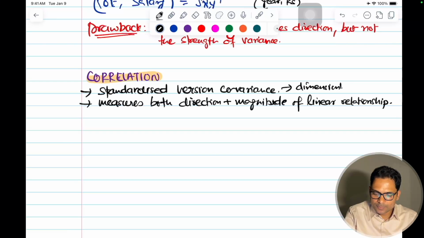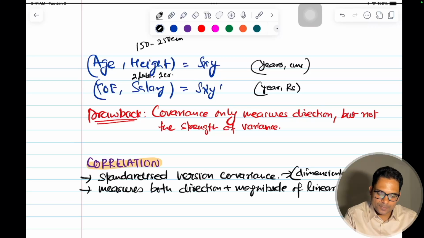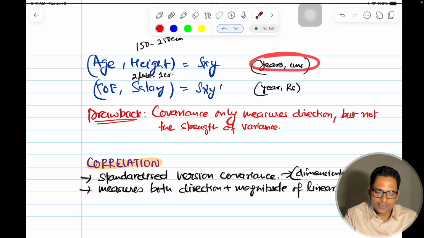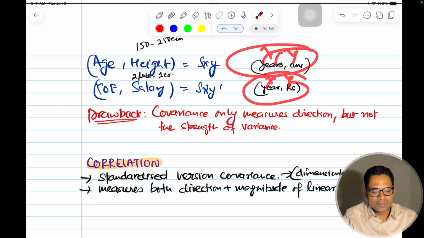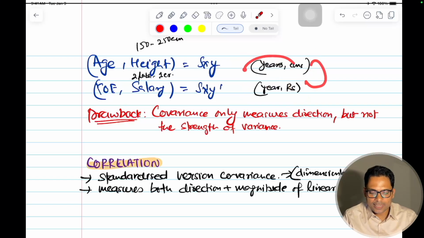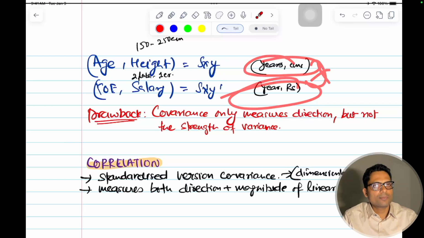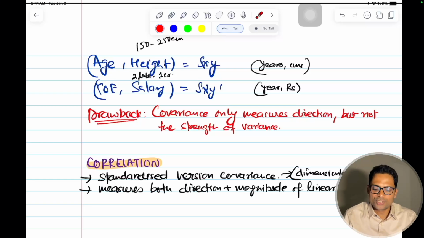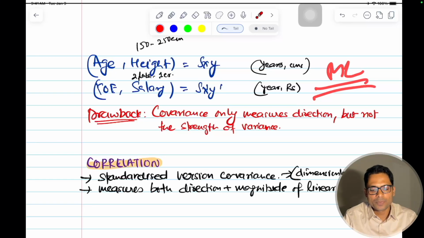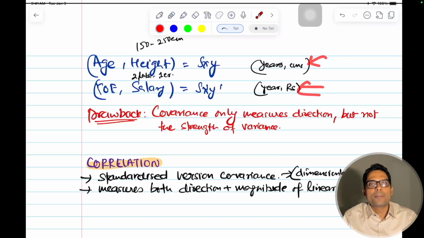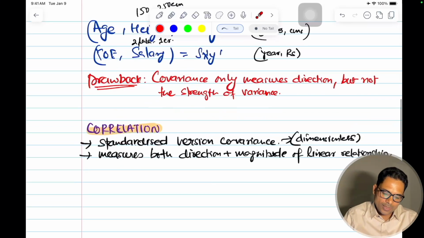How does it do it? Let's see. Here we have units as years and centimeters. This covariance is in years and centimeters because x and y are in years and centimeters. Here years and rupees. So definitely I cannot compare. So standardizing means I have to get rid of the units. Many places you will see again and again in machine learning, we standardize the data. It means we get rid of the units so that I can compare two different data sets and see how strongly they are correlated. I hope that makes sense.